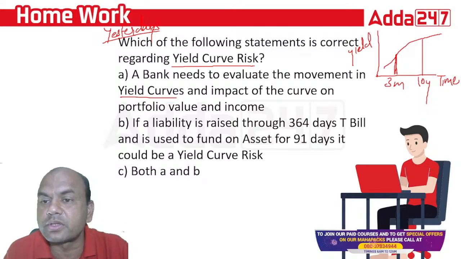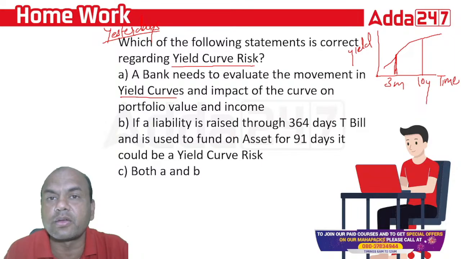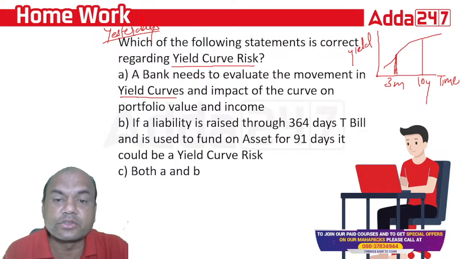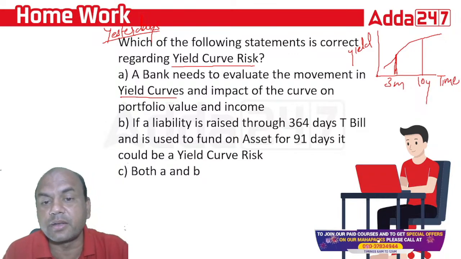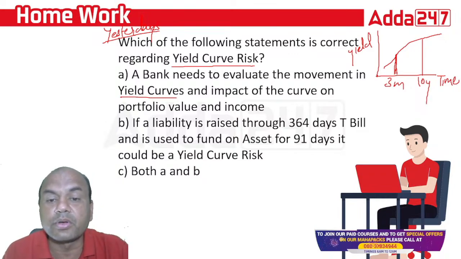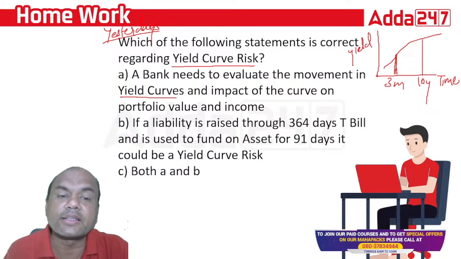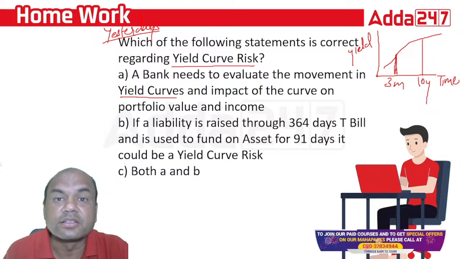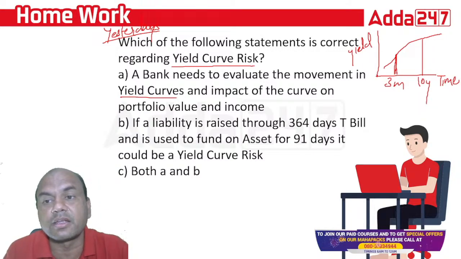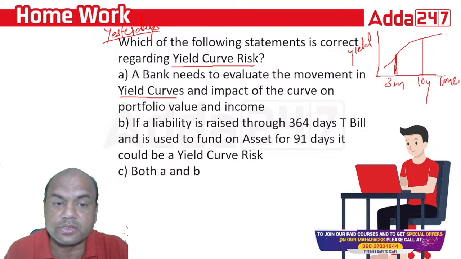So what is this yield curve risk? If it goes down, then what? If it goes up, then what? If it goes curved, then what? A bank needs to evaluate the movement in the yield curves and the impact on the portfolio and the income. Obviously the bank needs to check this, because as the yield curve changes, the bank's income and earnings also change, and profit and loss also change.